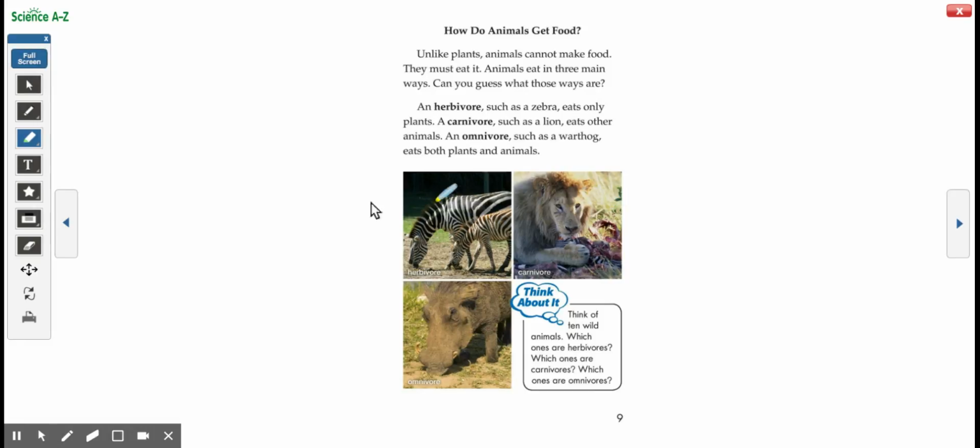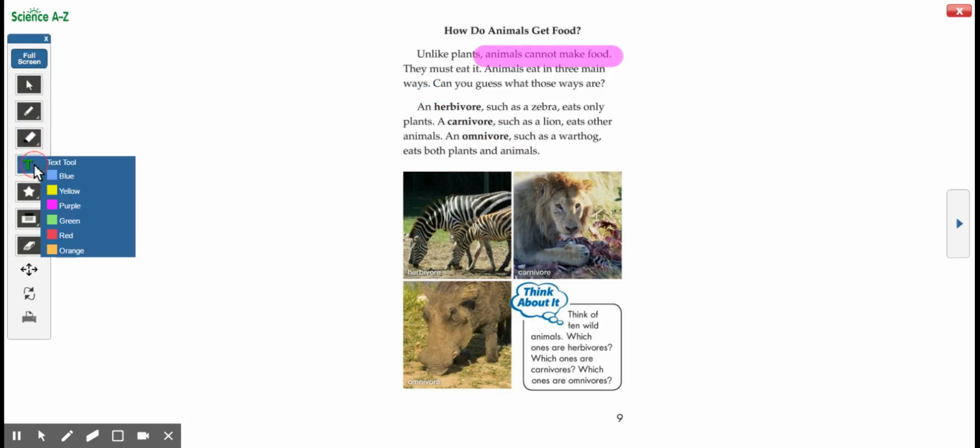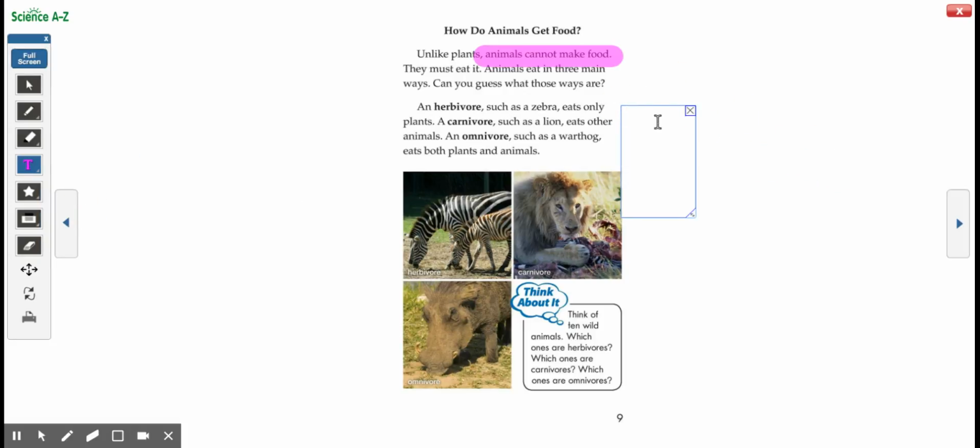Now, animals. Unlike plants, animals cannot make their own food. So you should know that because you have to eat. And we are animals. Humans are a type of animal. So, main ways to eat. You can either highlight it or write it down on the side.